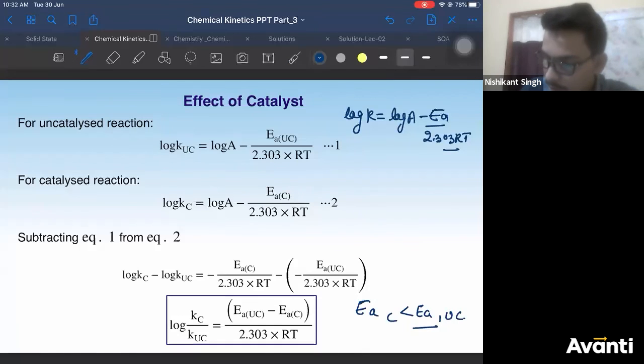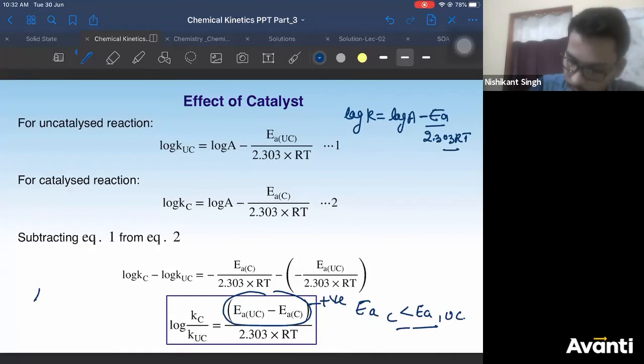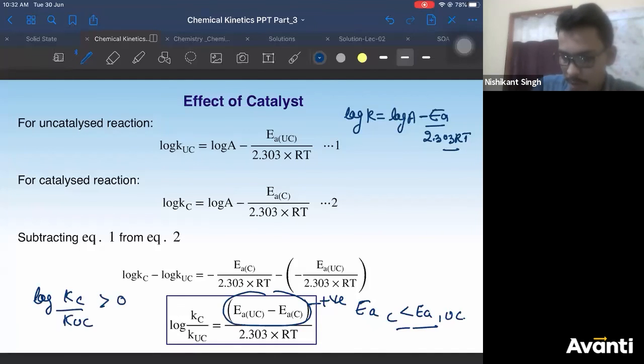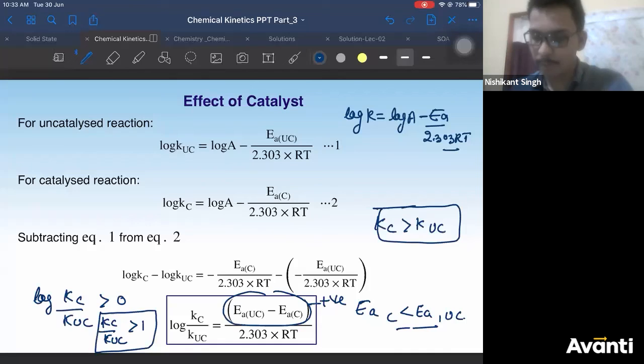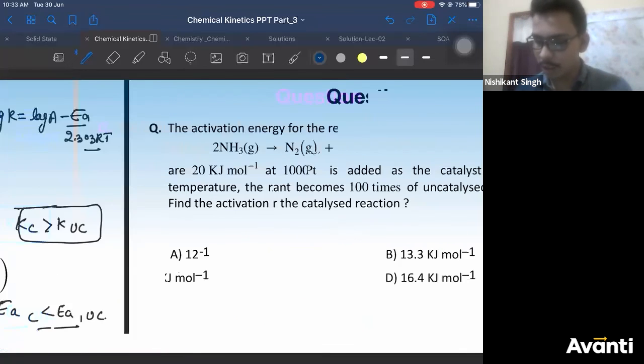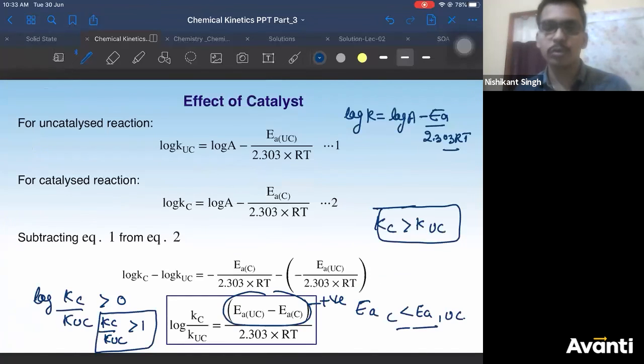And you know Ea of catalyzed is less than Ea of uncatalyzed. So what does it mean? This whole term is positive. That means log of K catalyzed by K uncatalyzed is greater than 0, which means K catalyzed by K uncatalyzed is greater than 1. That means the rate of reaction in catalyzed is greater than in uncatalyzed. We have proved it mathematically also. There's a numerical on this. We'll start tomorrow's class with the numerical on this, right?